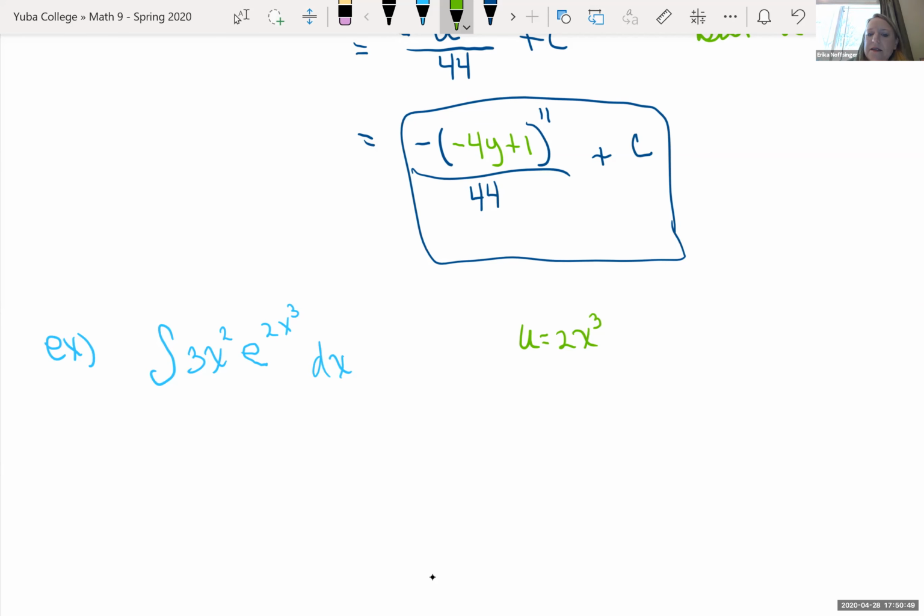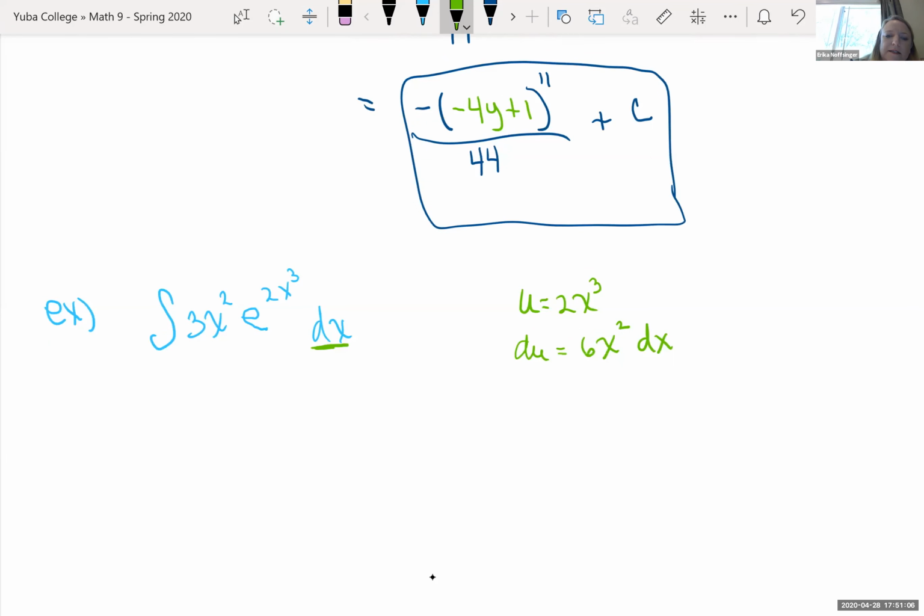So looking at this, the derivative of u is 1, so du equals the derivative of 2x cubed. We'll bring our power down front, that's 6x, subtract 1 from our power, that's squared, dx. We want to solve for dx. So divide both sides by 6x squared. We get dx is equal to du all over 6x squared.